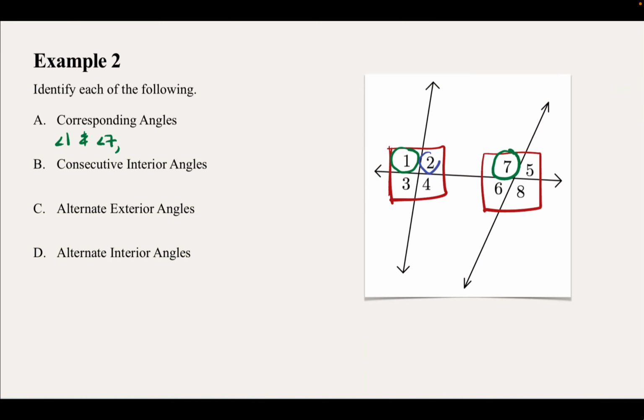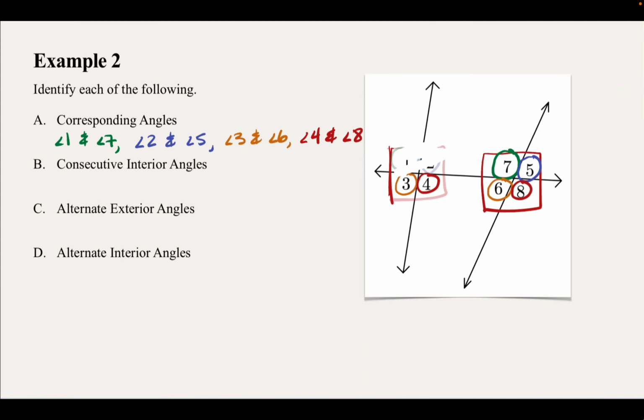I can also have angle number 2. That's in the top right corner, which matches with angle number 5, angle 2 and angle 5. The bottom left corner is angle 3 on one line and angle 6 on the other. Angle 3 and angle 6. And the last one, angle 4 is the bottom right on one line and angle 8 is the bottom right on the other line. Angle 4 and angle 8.